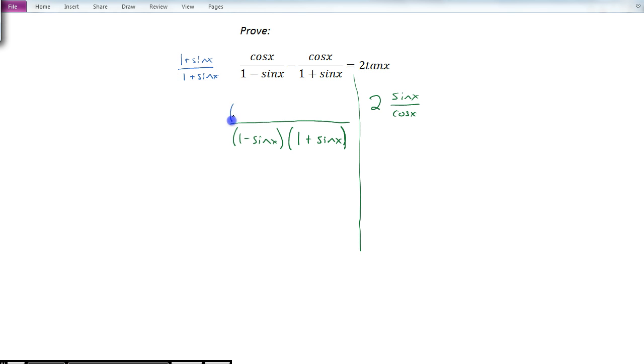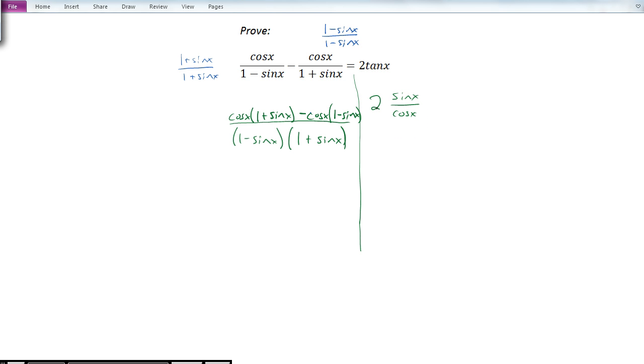So I go back to green. I get cosine x times 1 plus sine x. And then I have a minus sign here. And this term over here, I'm going to multiply by 1 minus sine x over 1 minus sine x. So I get minus cosine x times 1 minus sine x. Okay, so that's my new expression for the left side, and that's pretty complicated, but I'm hoping that it boils down to the expression that's written on the right side.